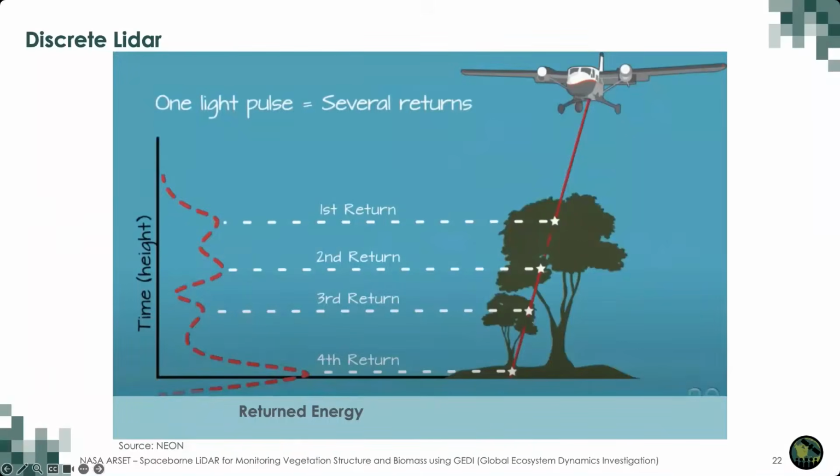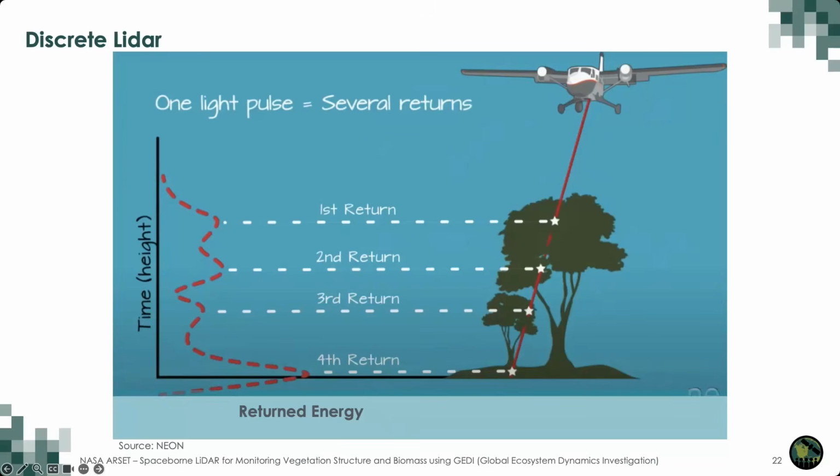First, we'll talk a little bit more about discrete LiDAR. For discrete LiDAR systems, return pulses are classified into one or more discrete returns. These returns are recorded when the intensity exceeds a predefined system threshold. And that intensity is shown here on the x-axis as returned energy.